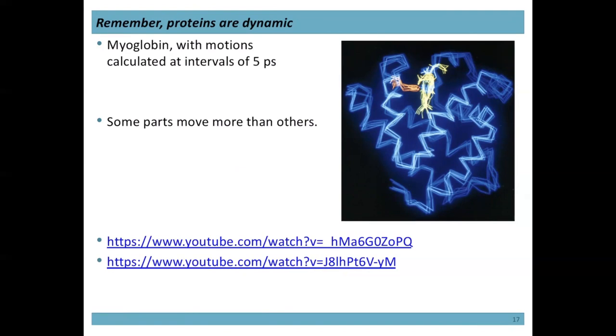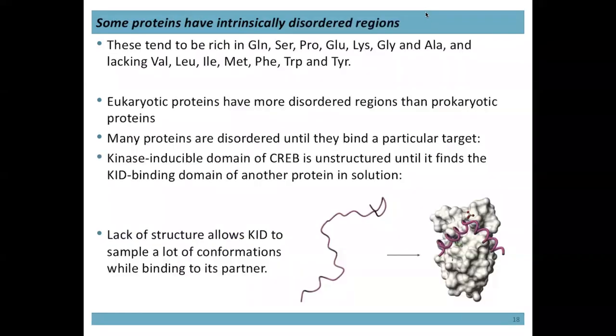But there are some proteins that are intrinsically disorganized. And so here is an example down here at the bottom. So this is known as KID, which is a kinase inducible domain. And it's unstructured until it finds the KID binding domain of another protein. And so in solution, it's very disorganized, doesn't have a lot of defined structure. But once it hits its target, it can adopt this alpha helix here.